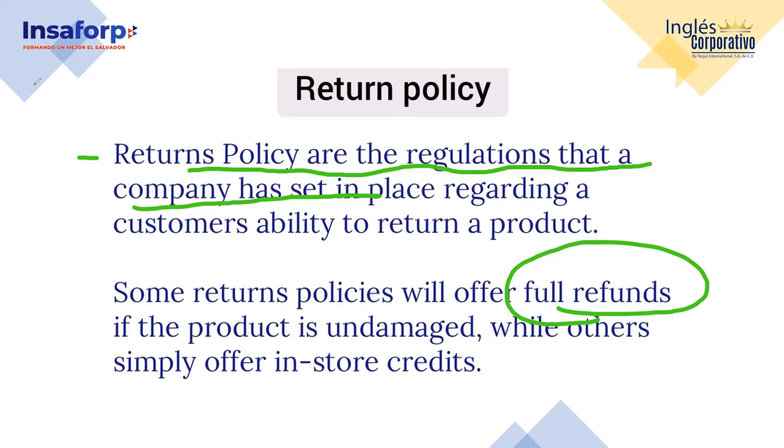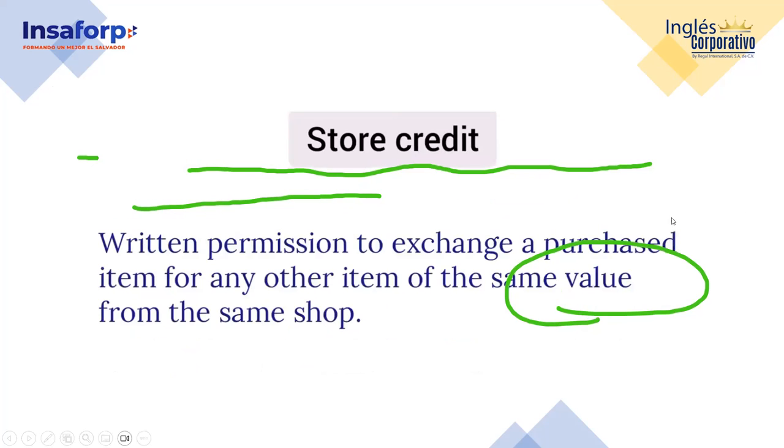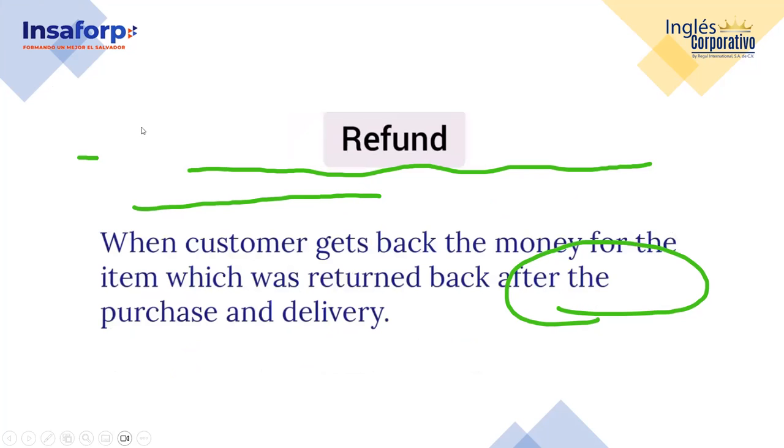And the last one. Store credit. The store credit is the written permission to exchange a purchased item for any other item of the same value from the same shop. But they are interchanging, right? Oh no, this was the last one. Refund. This is the last one. Refund is when you get back your money. When the product was not okay, or was not what you expected, right?